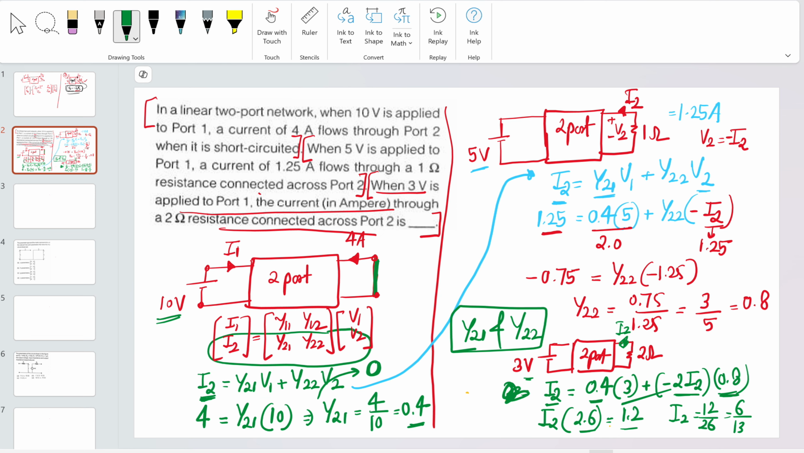Any doubt in this? 6 by 13, I think, is correct. You can re-verify at home, but the major takeaway is that this kind of problem can be solved by bifurcating it into different parts and different chunks.